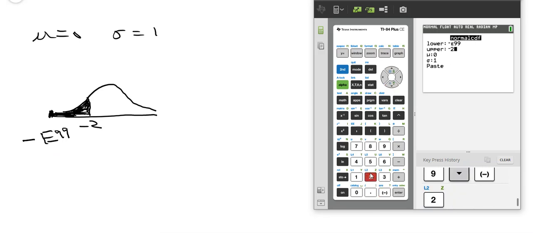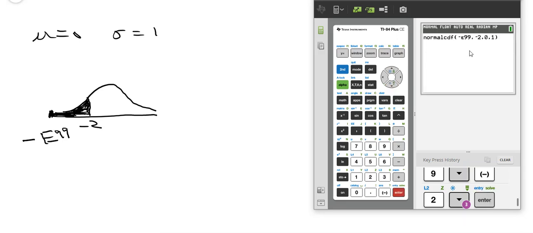Negative 2, mean is 0. Paste. All right. Again, here's where everybody should be, negative E99, so we're finding that area, and it's about 0.0227. That's our probability, right?